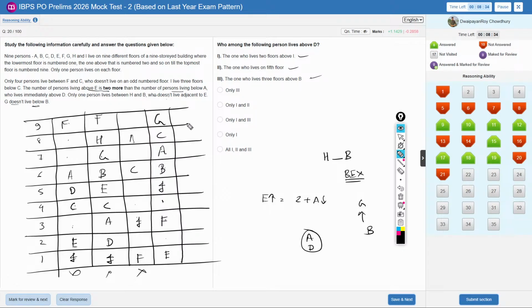Okay. G here and H, B here. H here, B here. The other character goes here. Who among the following lives above D? Okay, so D is here. But AD was together, right? H and B was it.